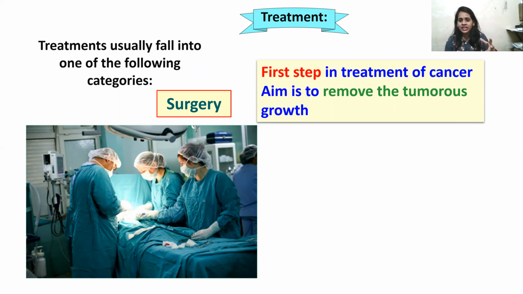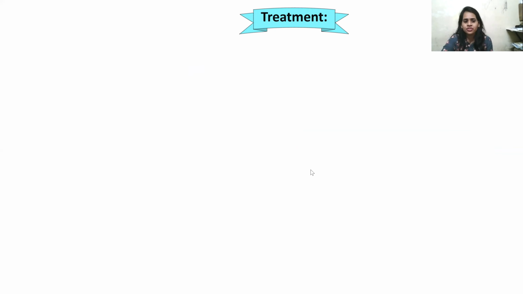Obviously, if I talk about a benign tumor, surgery is one of the best options because it's a limited tumor, you can remove it, and the survival rate is very, very high in this case. So the initial treatment is that doctors first try to remove those cancer cells with the help of surgery. Apart from surgery, you have to give radiation therapy.